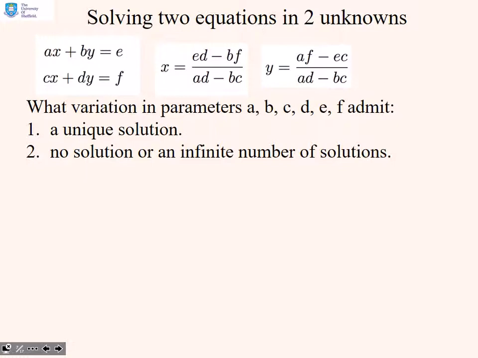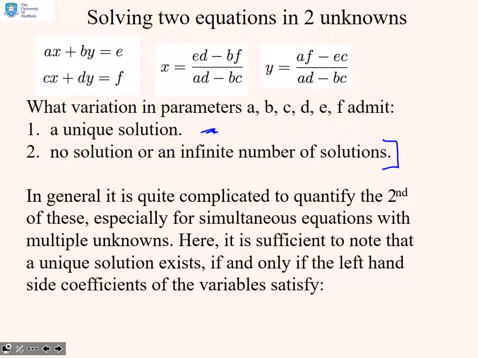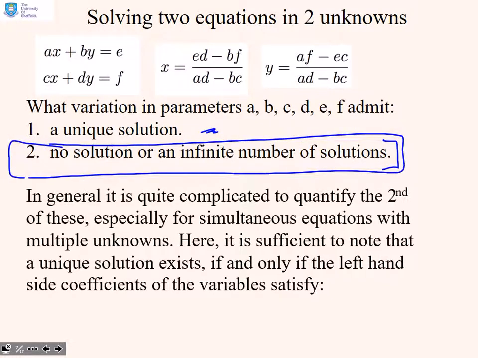So, solving two equations in two unknowns. We could have a unique solution, or we could have no solution or an infinite number of solutions. In general, it's quite complicated to clarify exactly what we've got. So we're not going to look in this series of videos at the issue of whether you've got no solution, or an infinite number of solutions, and how you define that. What we're going to focus on is what happens when there is a unique solution.